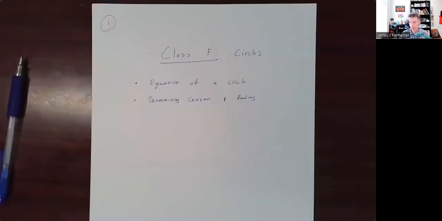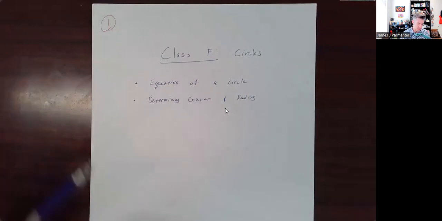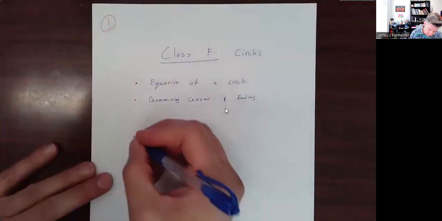We're going to talk about circles. Let me share my screen. So we're going to talk about circles, obviously. Specifically, we're going to talk about the equation of a circle and finding the radius and center of a circle. Let's start off with one other thing, which is, what is a circle?